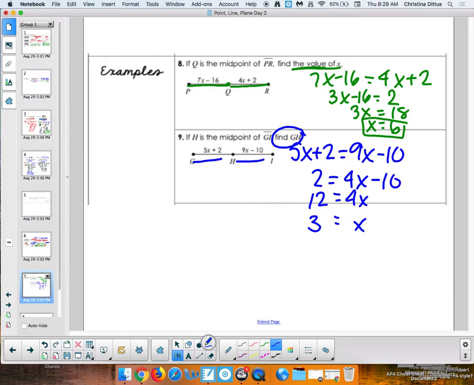Pardon the interruption. At this time, seniors are now excused to head down to the front steps for the traditional senior class picture. Once again, seniors are now excused to head down to the front steps for the senior class picture. Thank you very much.